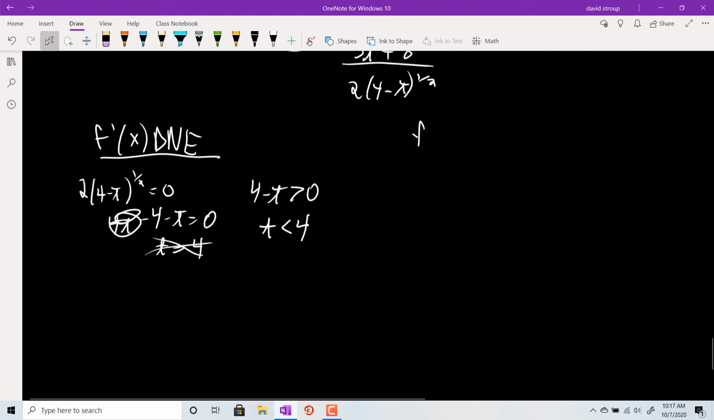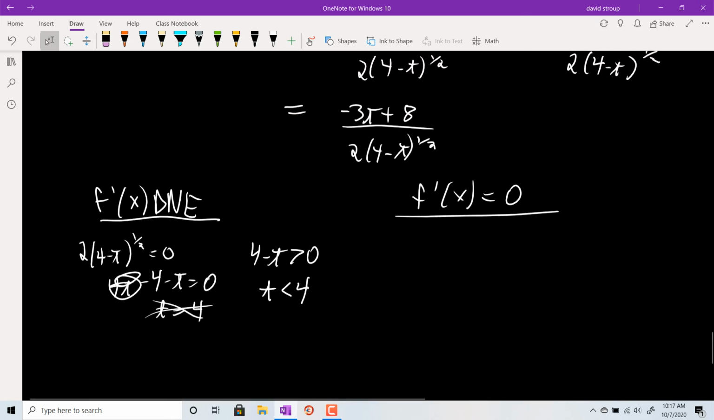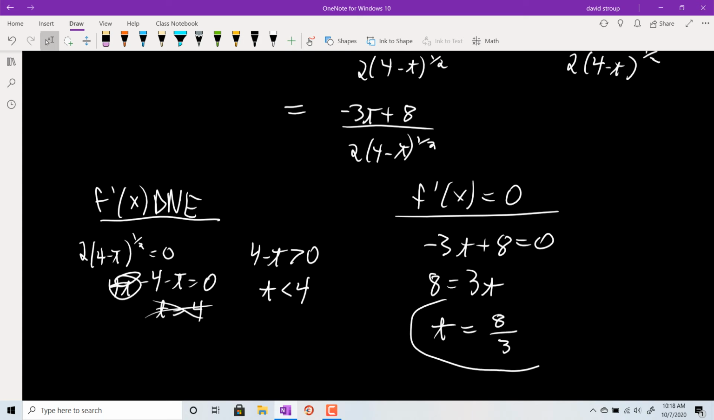Okay, so then I'm looking for where f prime of x is equal to 0. And for that, you just take the numerator and set it equal to 0. So I'll have 8 is 3t. In other words, t is 8/3. And that looks like our only critical number in that crazy scenario. Okay.